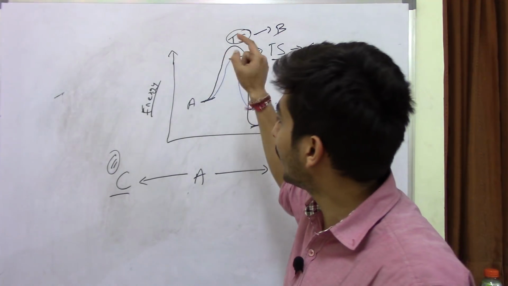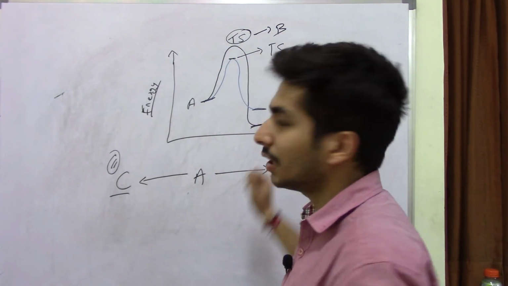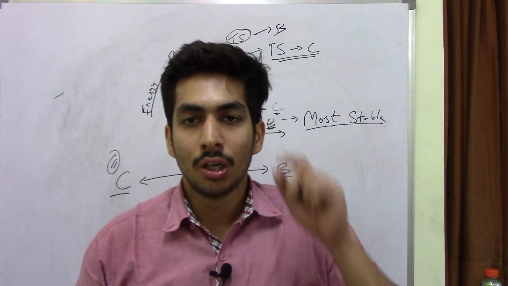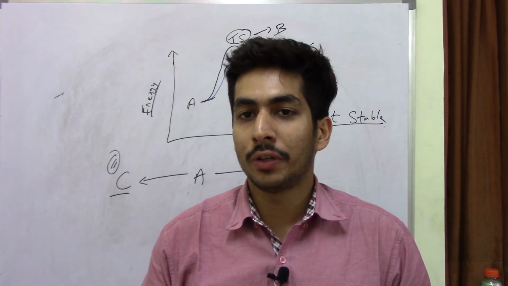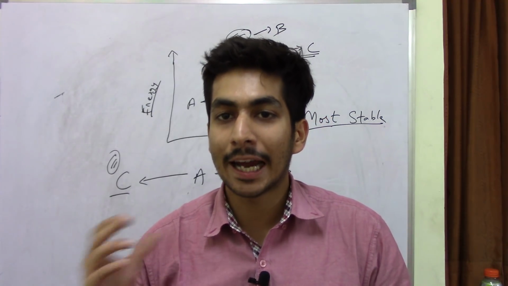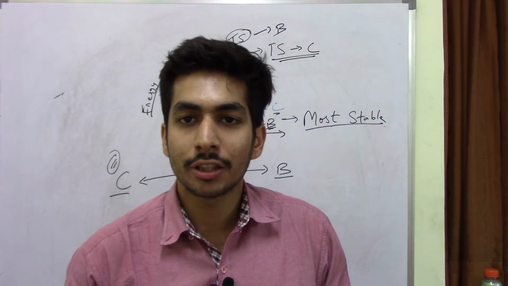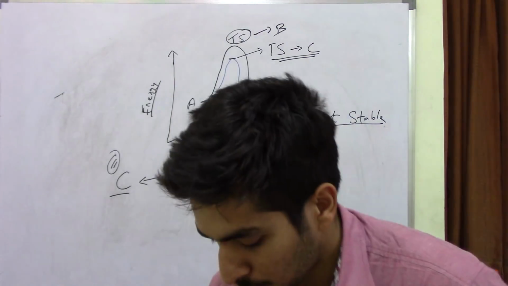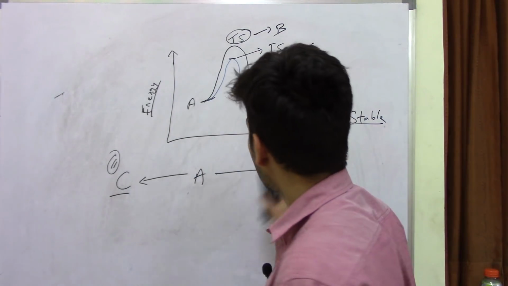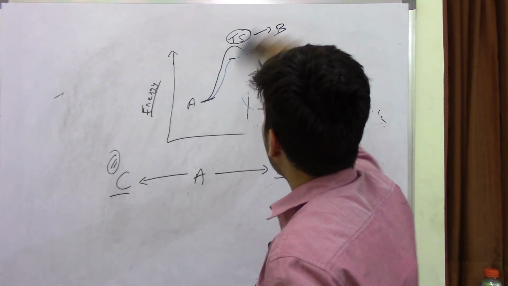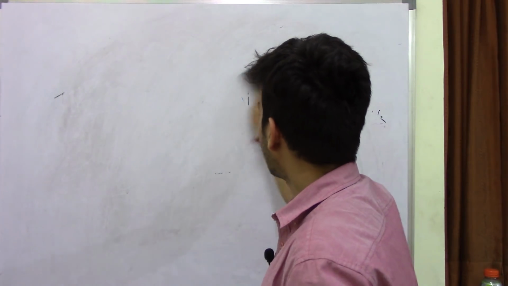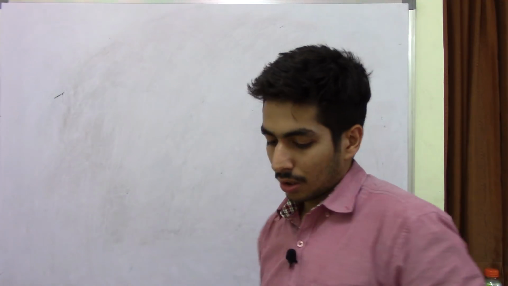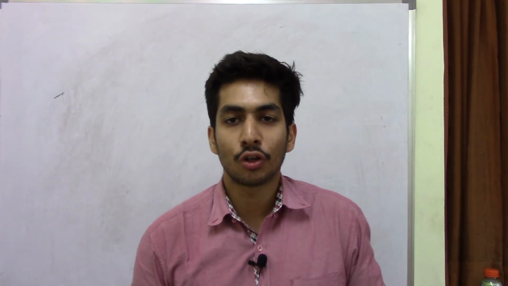So if it reaches the transition state of B, then obviously your B will be the major product. So from this we can conclude that for low temperatures we always look for the kinetic product, and for high temperatures we always go for the thermodynamic product. So we can conclude that for thermodynamic control we require high temperatures, and for kinetic control we require lower temperatures.